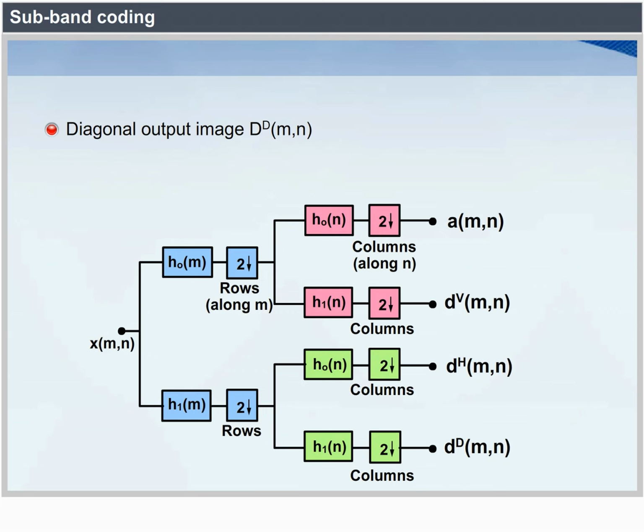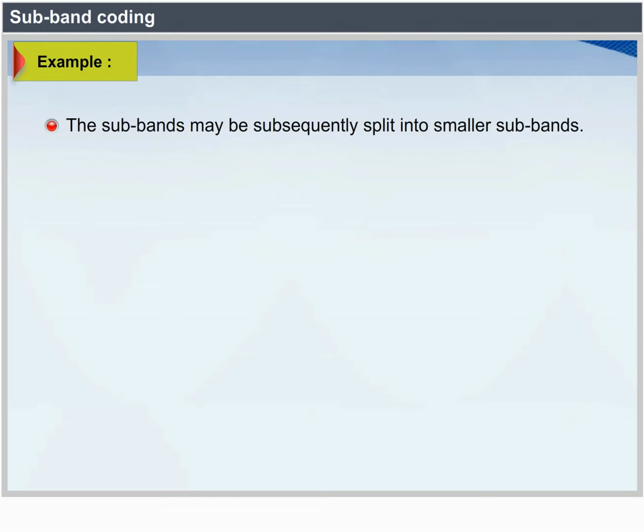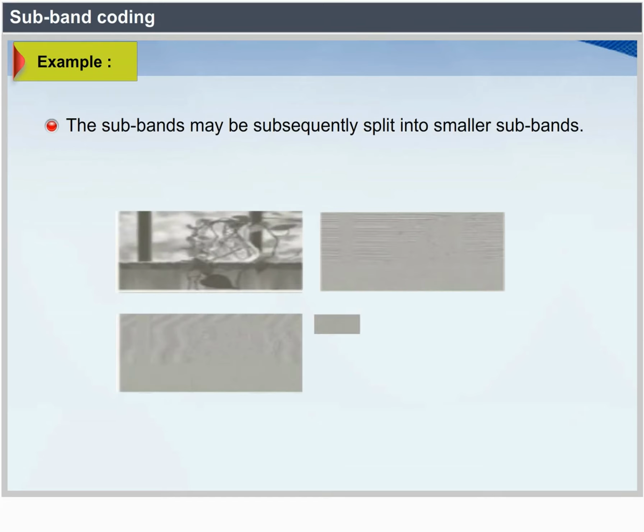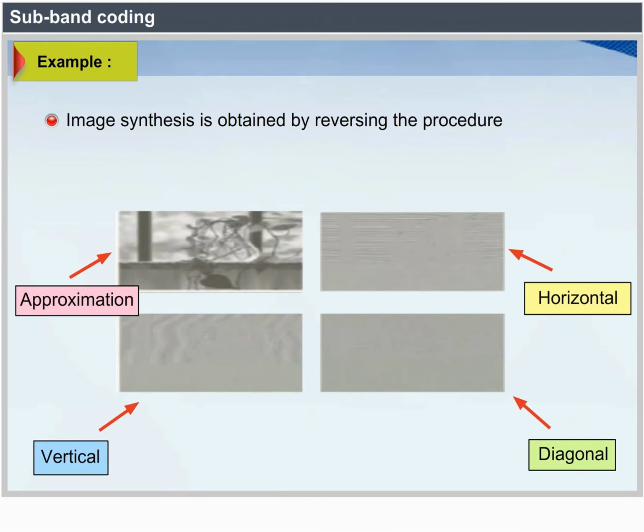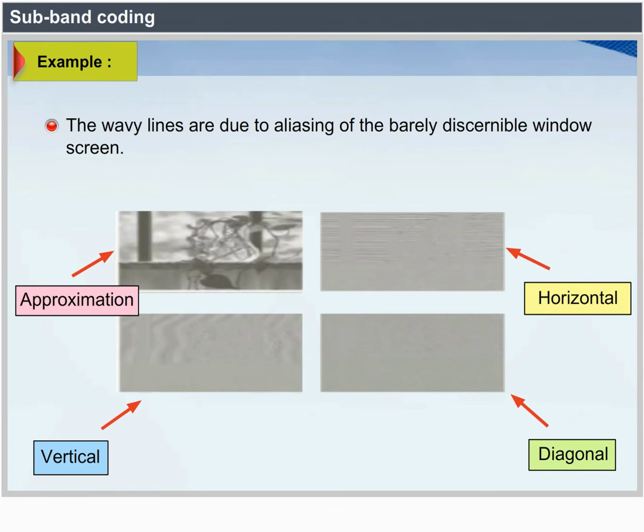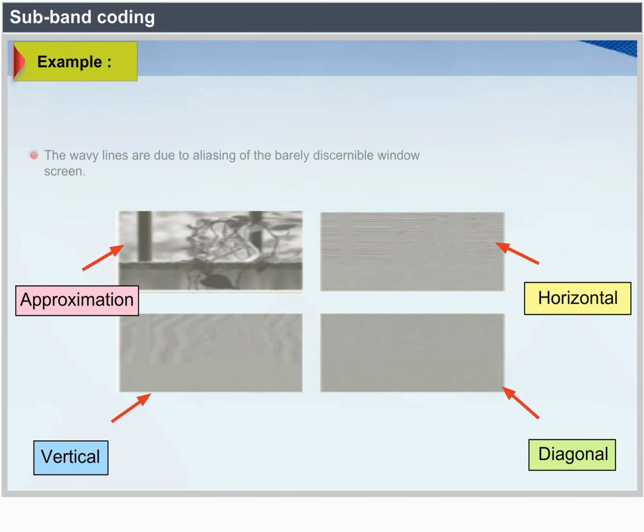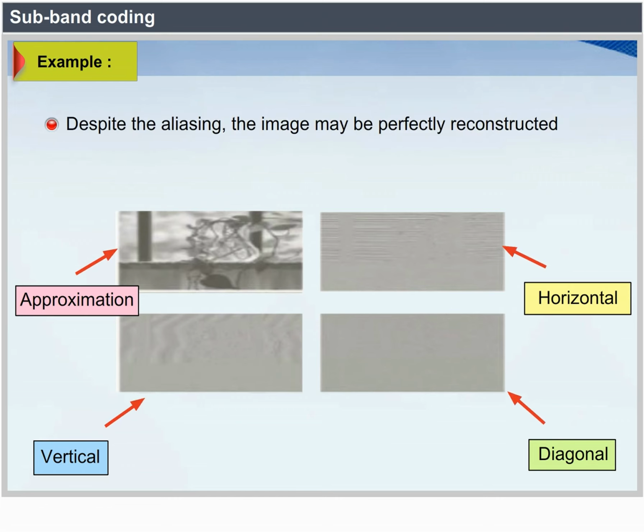Example: the subbands may be subsequently split into smaller subbands. Image synthesis is obtained by reversing the procedure. The wavy lines are due to aliasing of the barely discernible window screen. Despite the aliasing, the image may be perfectly reconstructed.